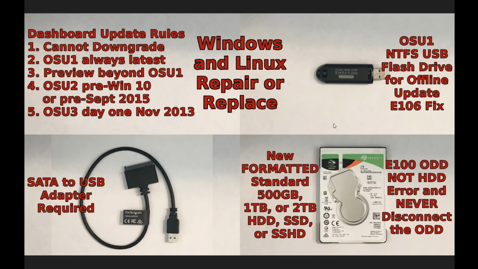And the last item that I wanted to point out here is the E100 error. I get this question a lot in the comments of my videos: I'm getting an E100 error. I'm trying to upgrade my hard drive, and nothing I do seems to be able to get rid of the E100 error. That's because the E100 error is a bad optical disk drive. It's not an HDD error. It's not a hard drive error.